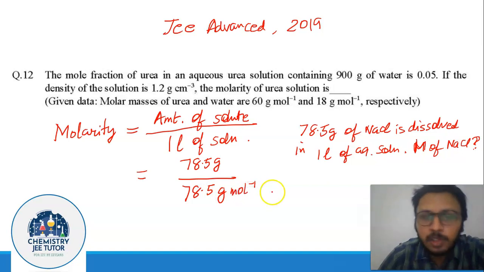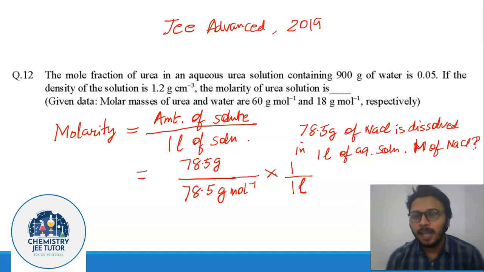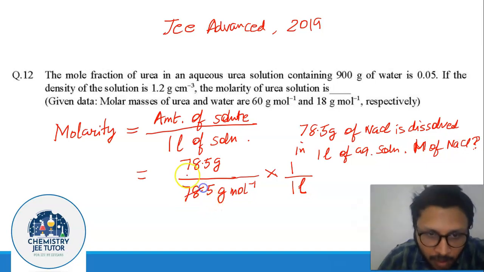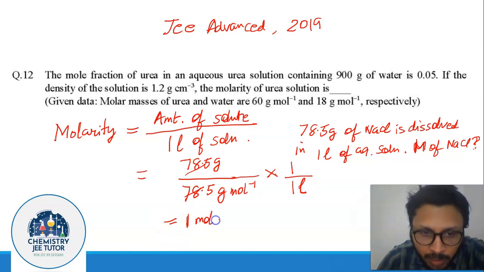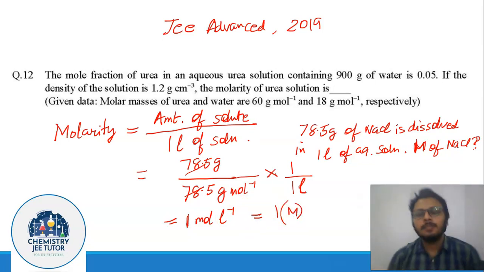Gram mole to the power minus 1, divided by 1 liter of the solution. So this cuts off and we are left with 1 mole per liter, or this we designate as 1 molarity. Now this is how we calculate the molarity of a solution.